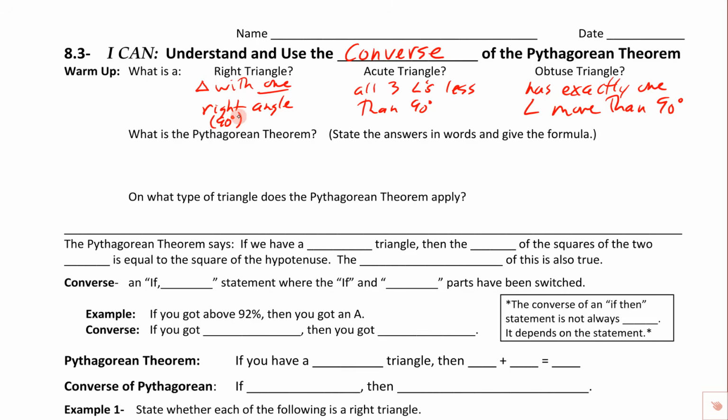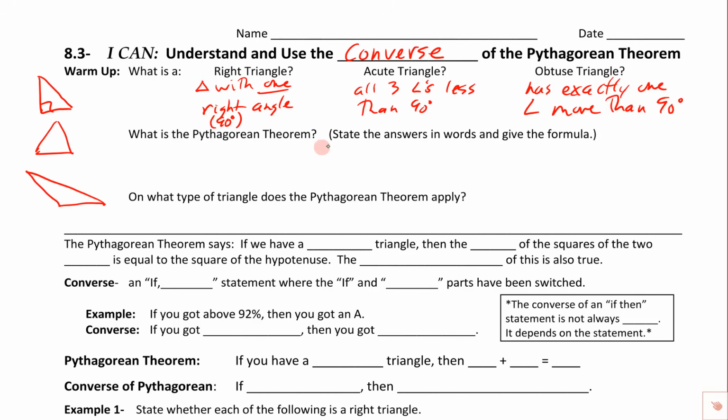So with a right triangle, we've got one right angle, one 90-degree angle. With an acute triangle, all three of the angles are less than 90 degrees. And with an obtuse triangle, it's got exactly one of them that's more than 90 degrees. So a right triangle would look something like this, okay? An acute triangle might look something like this, where all of them are less than 90 degrees. And then an obtuse triangle would look something like this, where we've got this big angle right here that's more than 90 degrees.